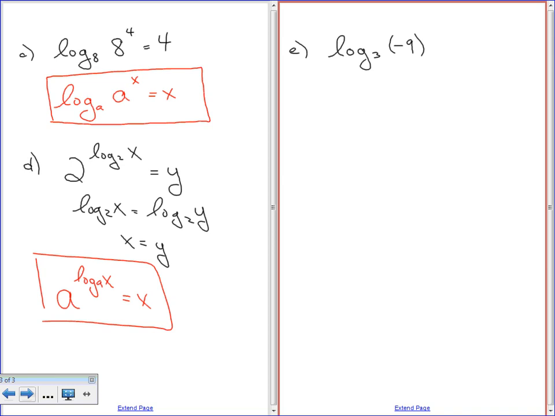Again, if you're not sure, say, you know what, I don't know what it is, so I'm going to call it x. Write it in exponential form. What exponent do I put on 3 in order to get -9? David? -2. Just as an aside, 3 to the -2 becomes 1 over that, which is 1 over 9. Is that -9? Nope, so that doesn't work.